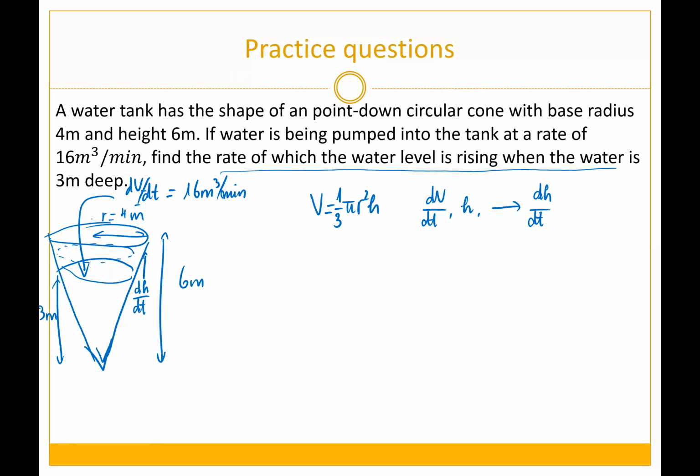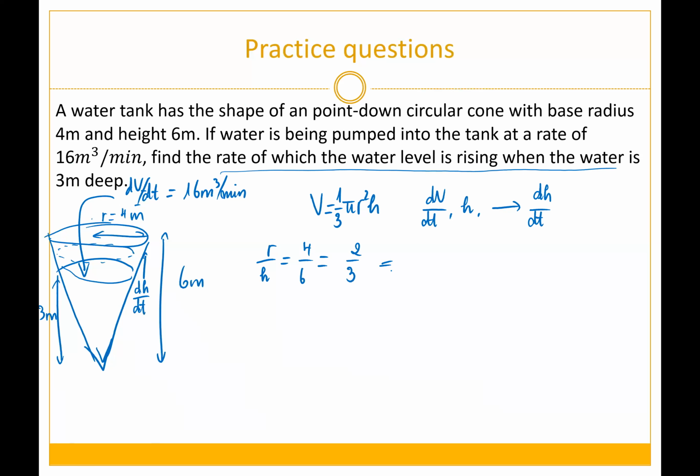However, let's see what other thing we haven't used, which is the 4 meters and 6 meters. The thing we need to know about a circular cone is that when you pour water in, the radius at any point has the same ratio with the height. So the radius here and the height here still have the ratio of 2/3, which is the ratio of the original dimensions of the tank, 4/6, which is 2/3.